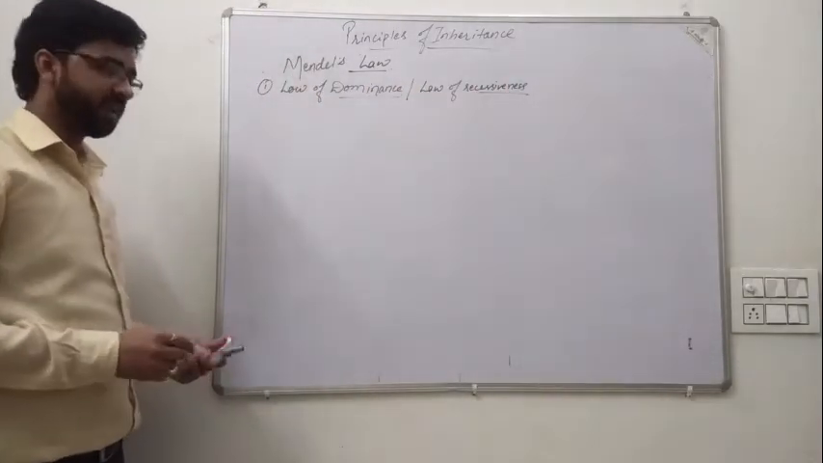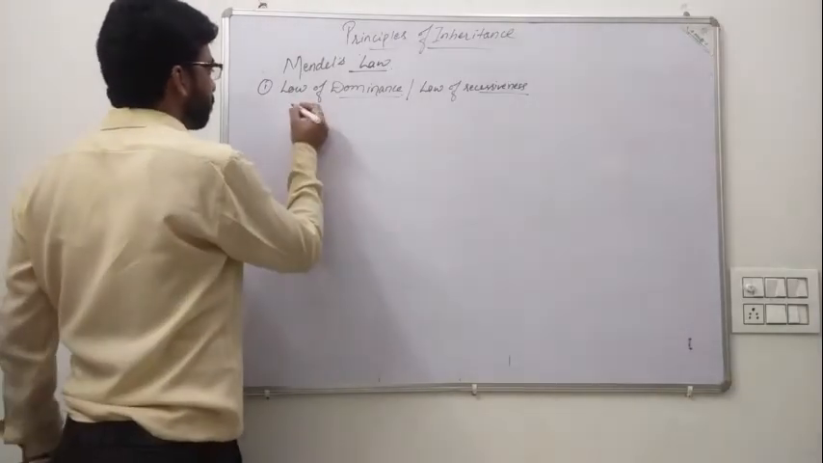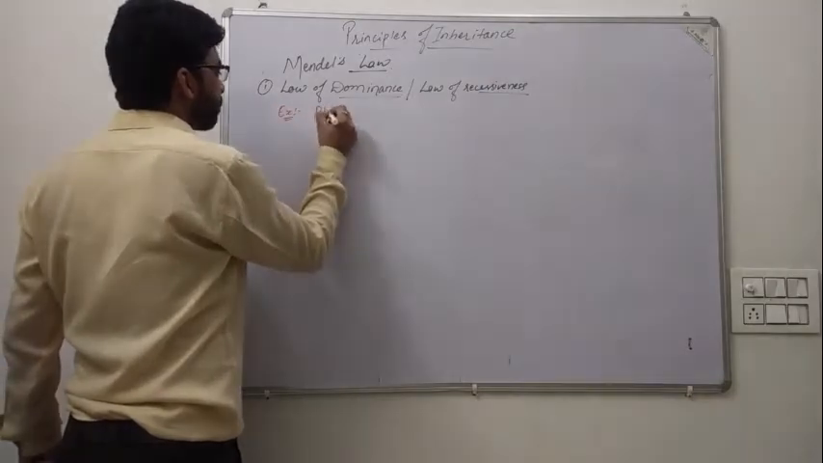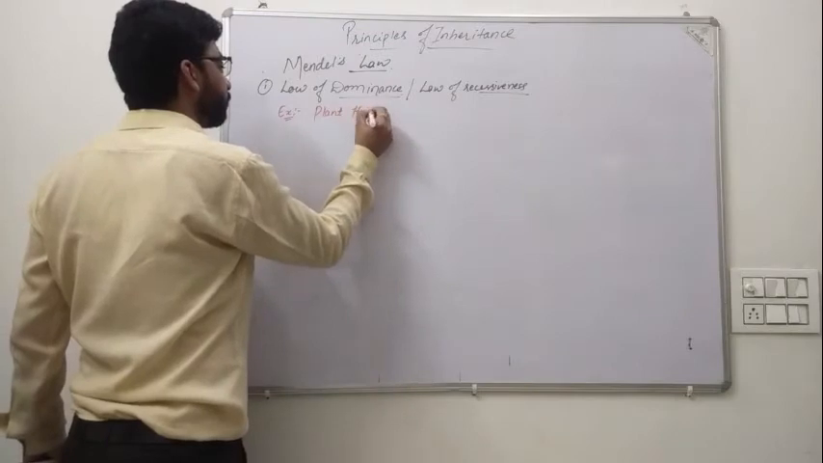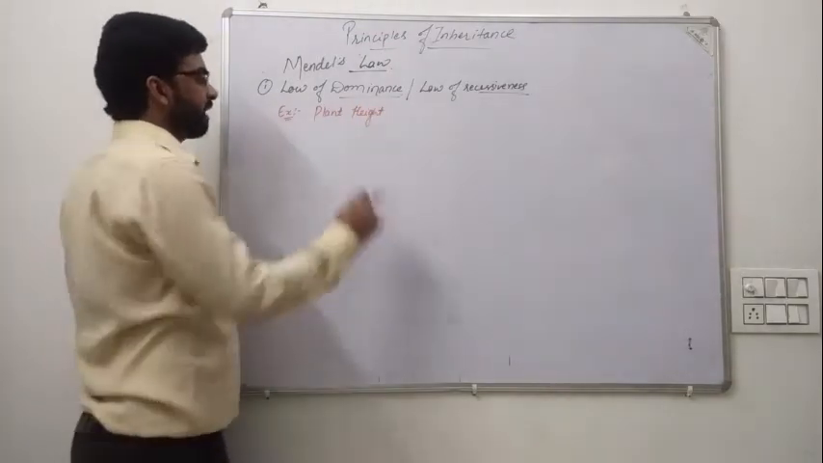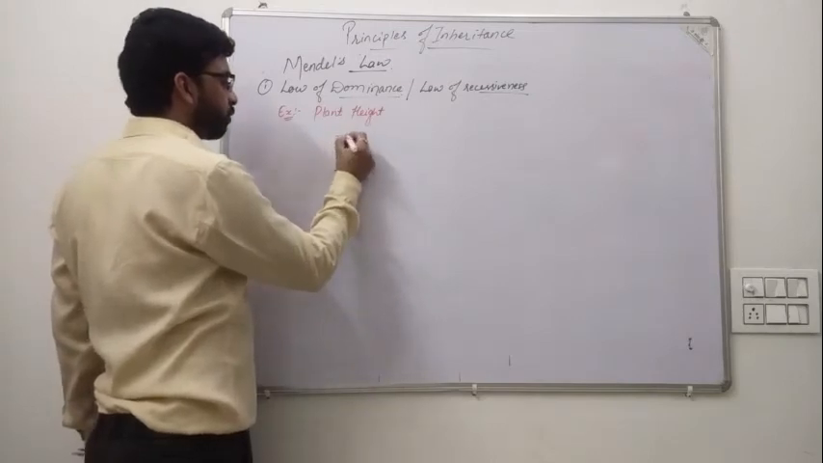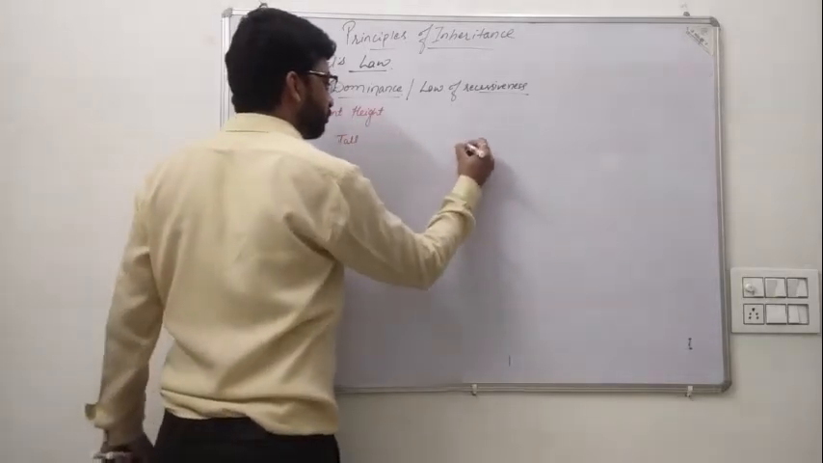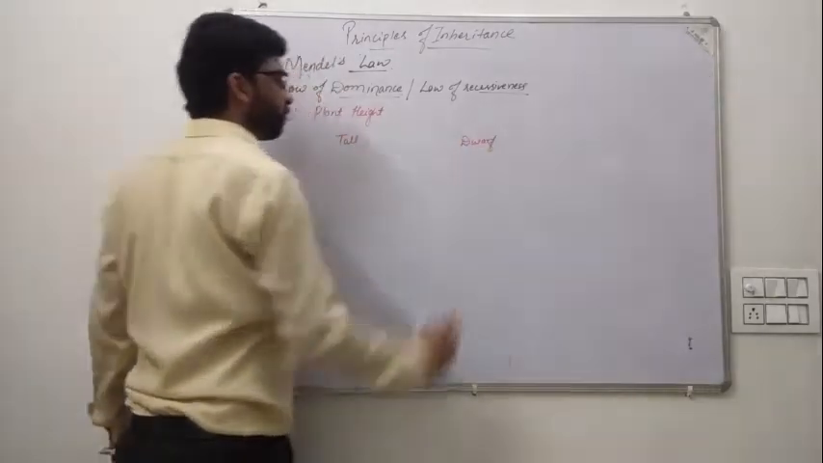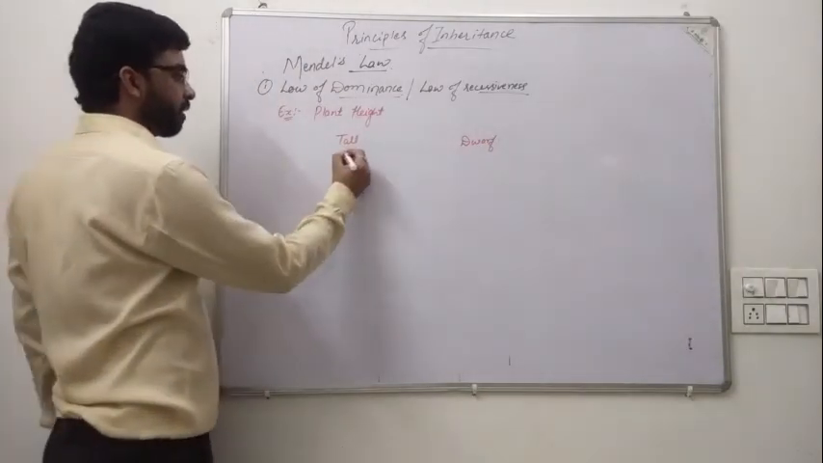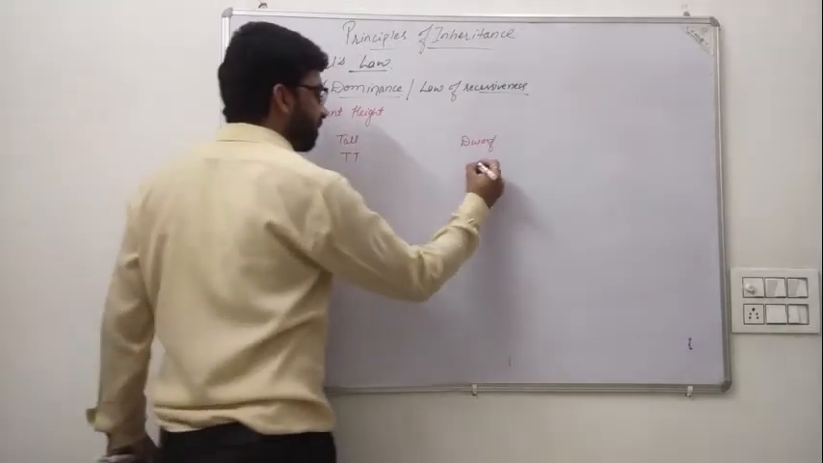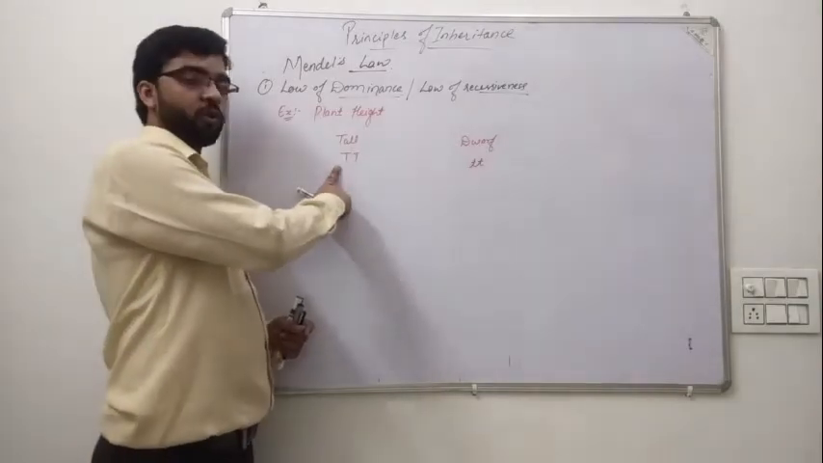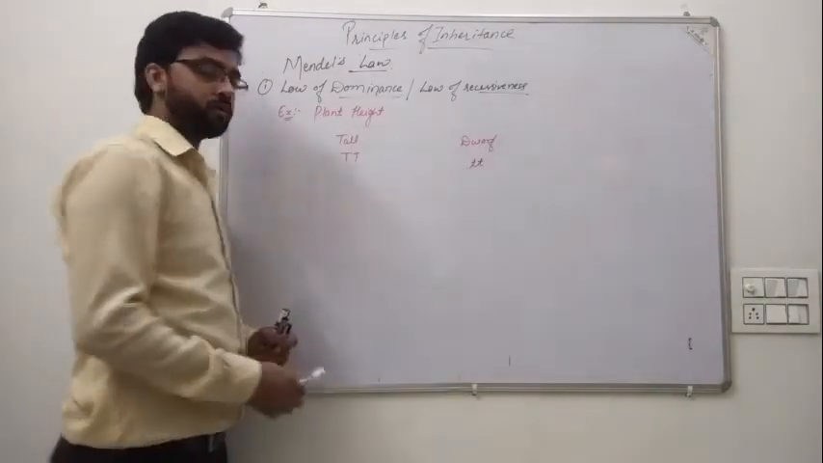In this law, we take an example. With the help of the example, we understand the meaning of this law. The example is plant height. The plant height character contains two forms, tall and dwarf. Here, the tall character is represented by allele capital T and dwarf by small t. We use capital T for the dominant character and small t for the recessive character.